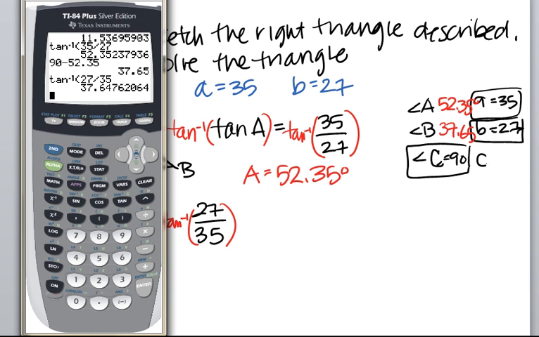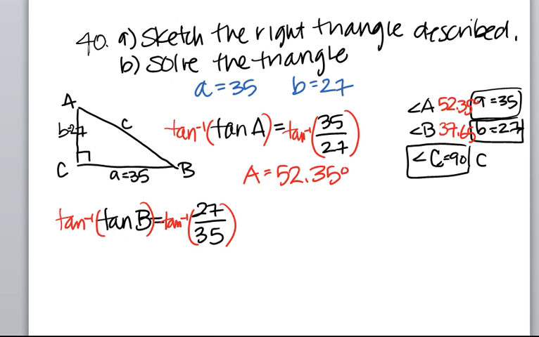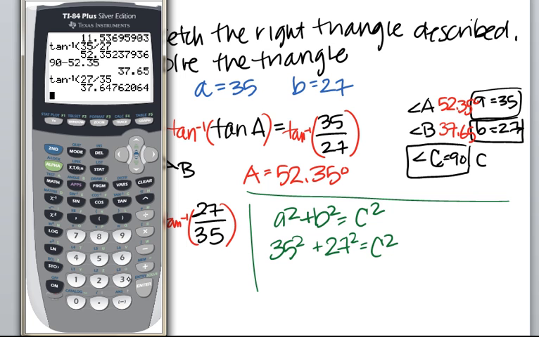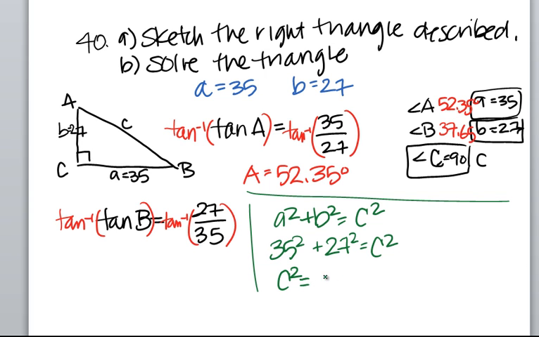Okay, and now last but not least, we're going to find side C, and for that I would just use the Pythagorean theorem, right? And so let me mark this off here. We know that a squared plus b squared equals c squared. Well, we have 35 squared plus 27 squared equals c squared. So what is that? 35 squared plus 27 squared. That's 1954. So I know that c squared is 1954, or c is equal to the square root of 1954.